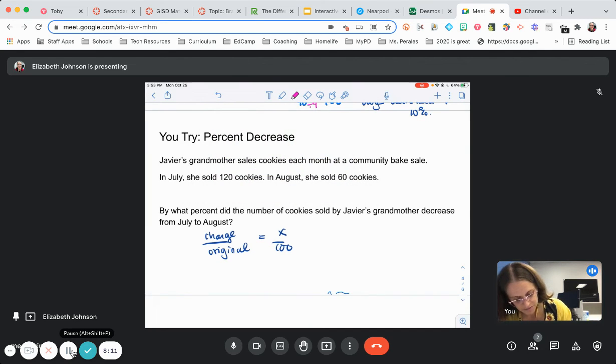All right, you've hit play, so you must be ready to go. We started with 120. That was our original amount. And now we have 60 cookies. She didn't sell as many cookies in August. That's our new amount. It's a pretty big decrease. What we want to know is what percent is that decrease. So our change is 120 minus 60. That's 60. Okay. The change over the original is 60 over 120, and we want to figure out what percentage that would be.